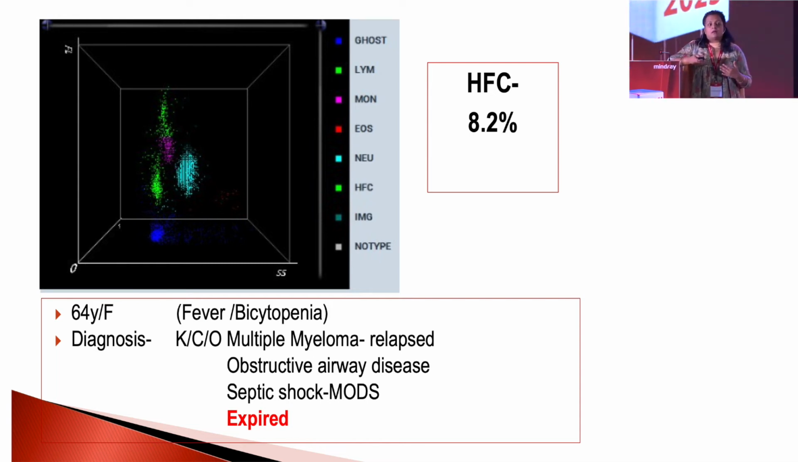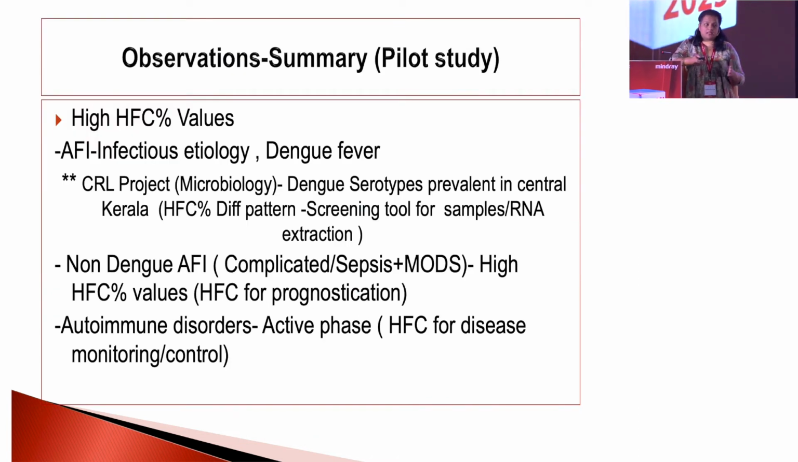So all these findings are based on our observations. In the infectious group, dengue has shown the highest values, but in the non-dengue cases, if you see high HFC values, it would suggest that the symptoms are more and the course of illness is severe, like in sepsis, and the morbidity is higher.